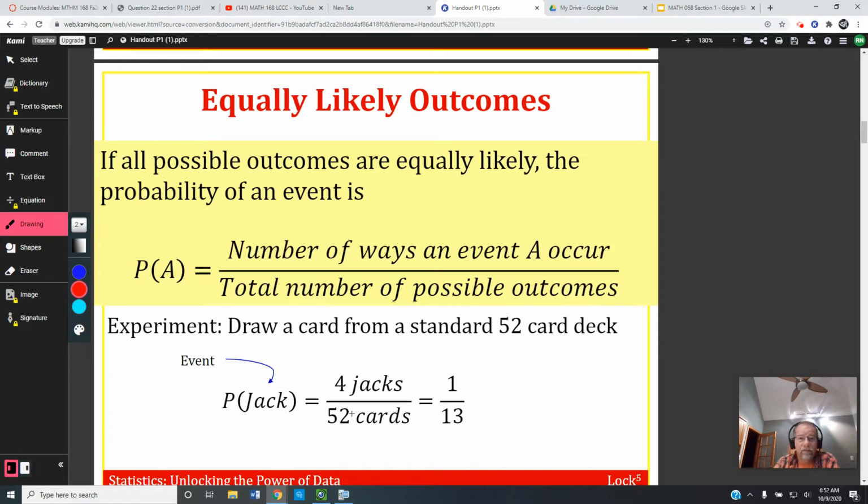Equally likely outcomes. If all possible outcomes are equally likely, the probability of an event is the number of ways A can actually happen divided by the total number of ways. By that we mean if we have 52 cards in a deck, and we want the probability of pulling a jack, and again, that's the event. What is the probability that this event will take place? There are 4 jacks in a deck. There are 52 cards, and therefore there is 1 out of 13 in a reduced format.